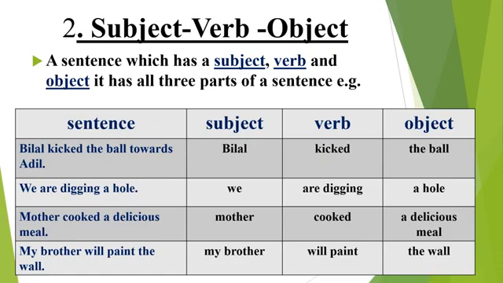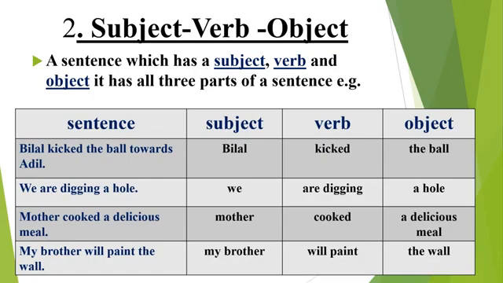Next, we are digging a hole. In this sentence, we is a subject, are digging is a verb, and an object is a hole. Next sentence, mother cooked a delicious meal. Mother is a subject, cooked is a verb, and a delicious meal is an object.